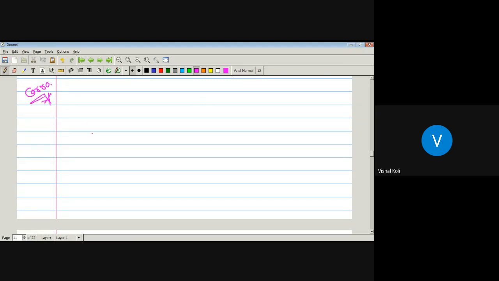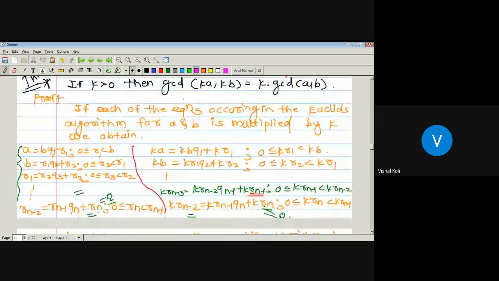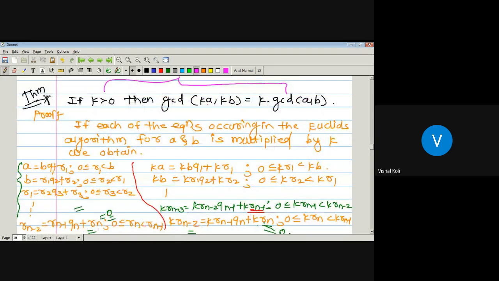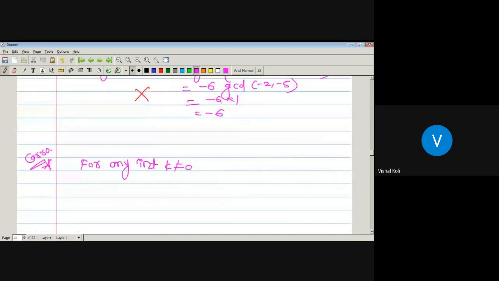For any integer k not equal to 0, since whenever k is equal to 0 then there is no meaning for this result. Whenever k is equal to 0 then ka is 0 and kb is equal to 0. As both integers are 0, we can't define the GCD. Since we know that to find the GCD of any two integers, at least one among them must be non-zero. So here we have to take k non-zero.